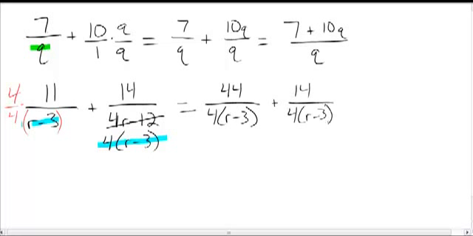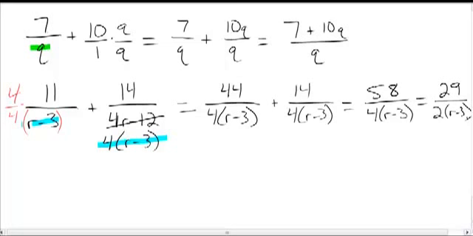And now we have a common denominator. We can add. So this 44 plus 14, that is 58 over 4 times r minus 3. And here, be careful, you're not done if you don't reduce. 4 and 58 can reduce. They're both divisible by 2. So if you divide them both by 2, you have 29 over 2 times r minus 3. Don't forget to reduce on that last step.